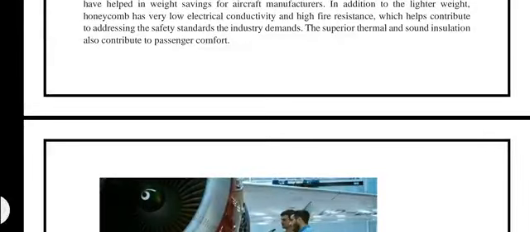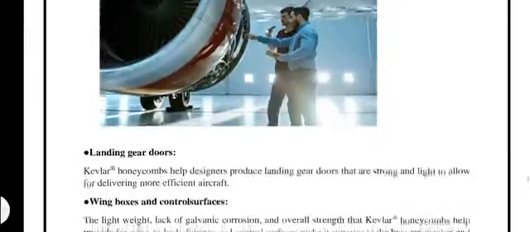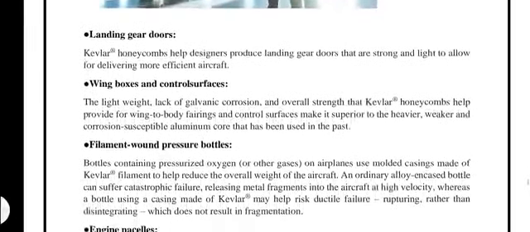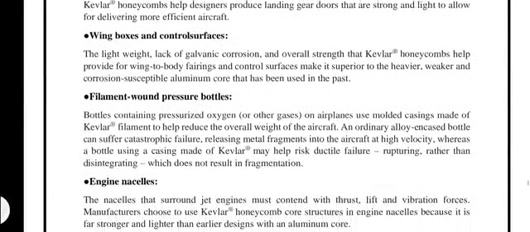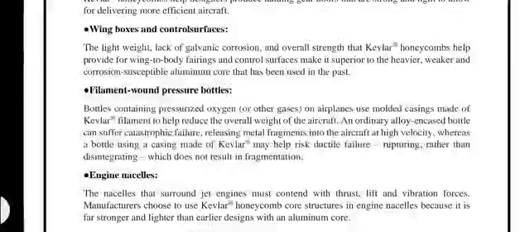The superior thermal and sound insulation also contribute to passenger comfort. Landing gear doors. Kevlar honeycombs help designers produce landing gear doors that are strong and light, allowing for more efficient aircraft. Wing boxes and control surfaces.